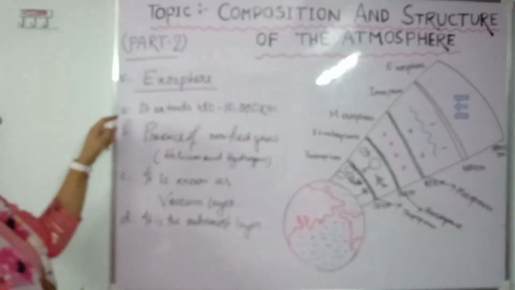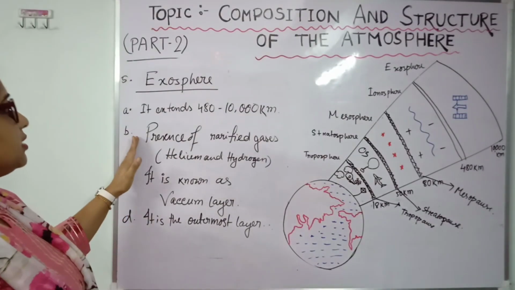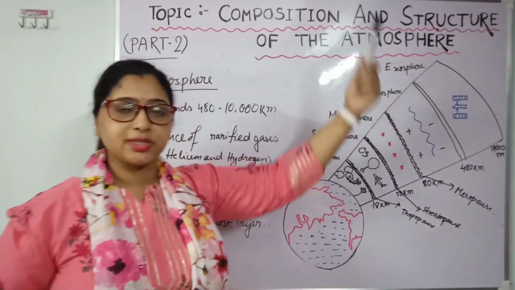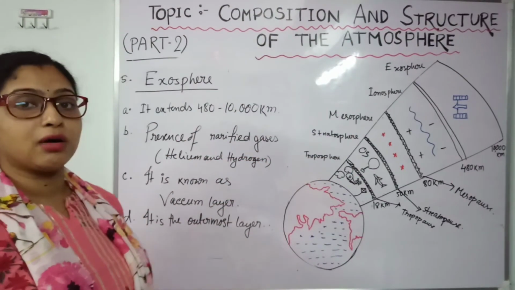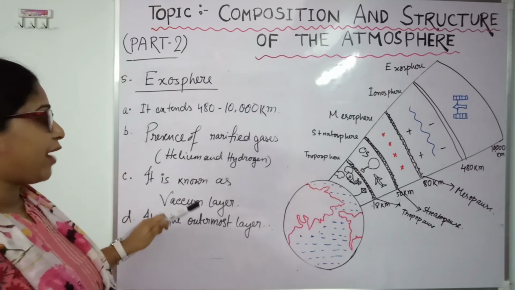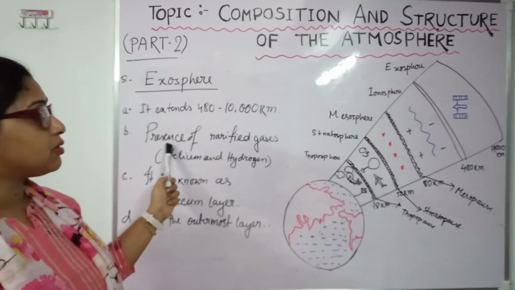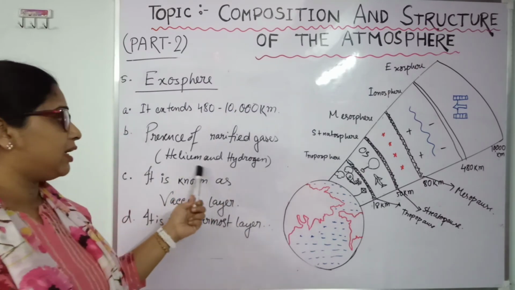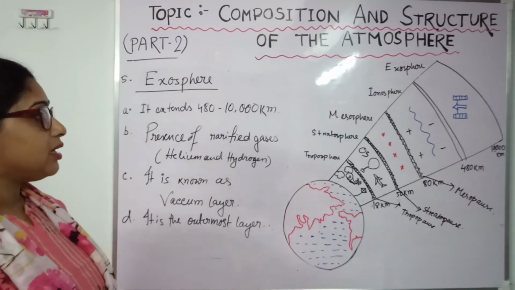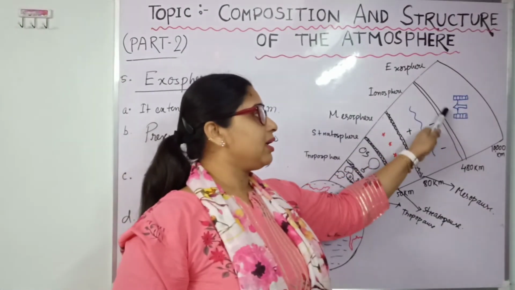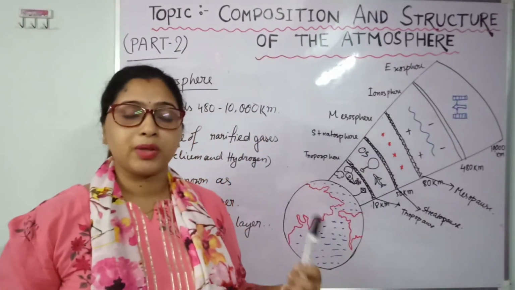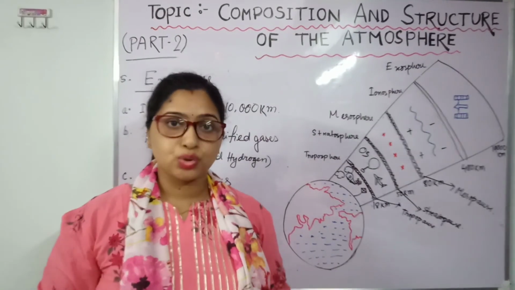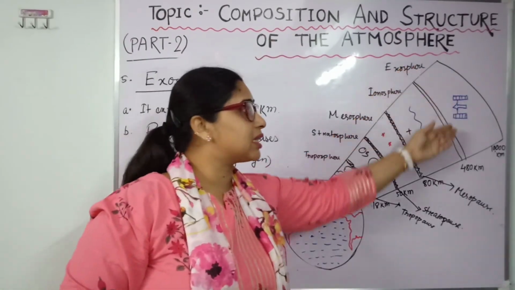Now the exosphere, the main point: this is the outermost layer, which extends from 480 to 10,000 kilometers, and is known as the vacuum layer, where we see the predominance of rarefied gases, helium and hydrogen. And this layer is where mainly the satellites which we send to space are present.